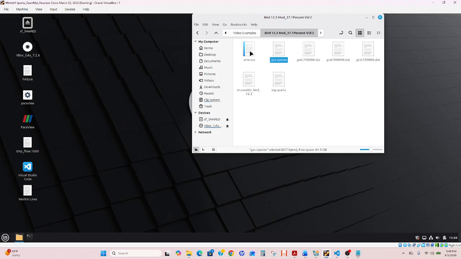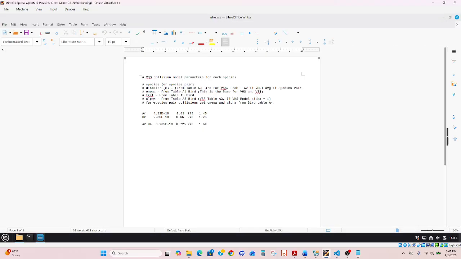Next, we're going to look at our collision model. In this collision model, we're doing a variable soft sphere model, which we talked about. Here we're going to be pulling different parameters from different tables. For the species pair, we have 3 different types of collisions that can happen. We can have an argon with argon collision, we can have a helium with helium collision, or we can have an argon with helium collision.